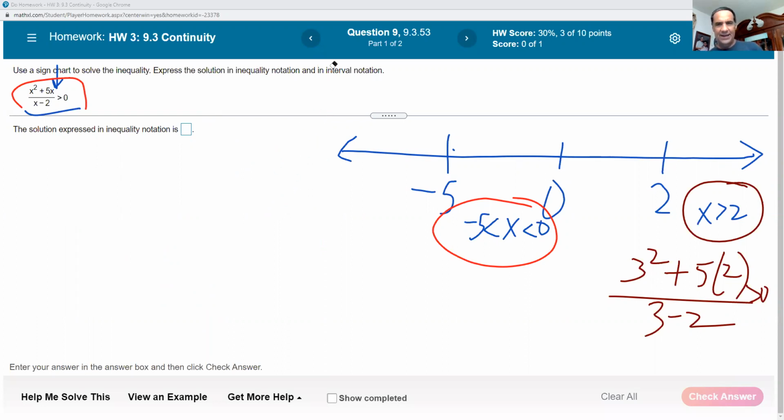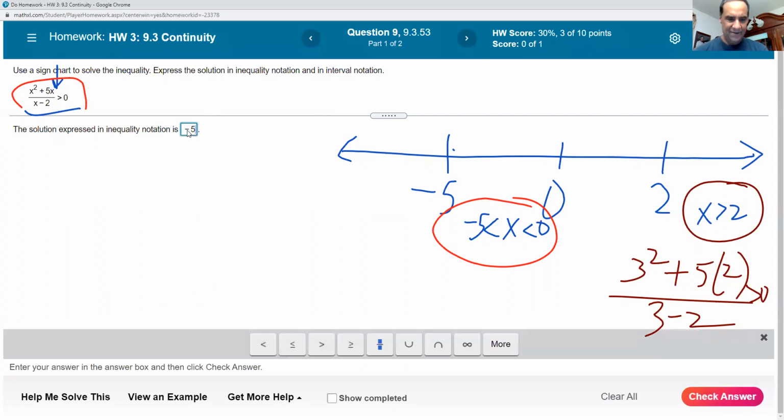So I'm going to go ahead and put in the answer. And I have to do -5. You can use the button or you could use the inequality sign. Now, if you're doing the less than or equal, it's probably better to just go ahead and do the inequality and then x greater than 2. That's the expression in inequality form.